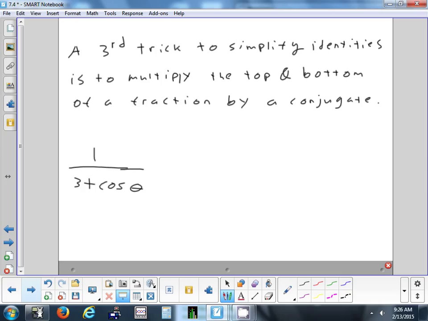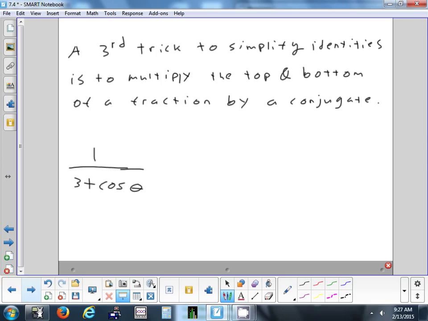What do you think the conjugate of 3 plus cosine is? Josh? 3 minus the inverse function? Not quite. You went a little bit too far, a little bit too complicated. Just 3 minus cosine, yeah. So if you have 3 plus cosine, the conjugate is 3 minus cosine. 4 plus tangent, 4 minus tangent. Okay? So you just change the sign of the second term.